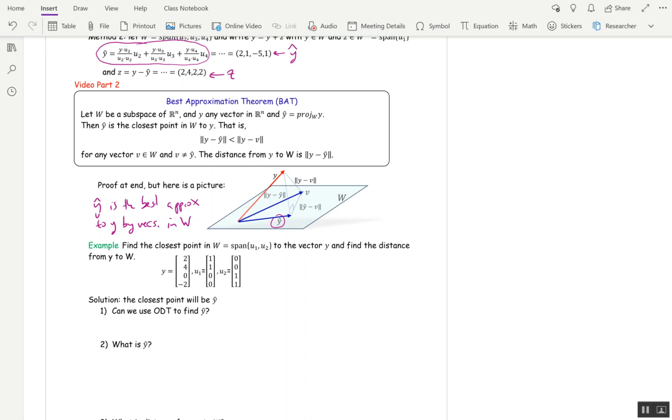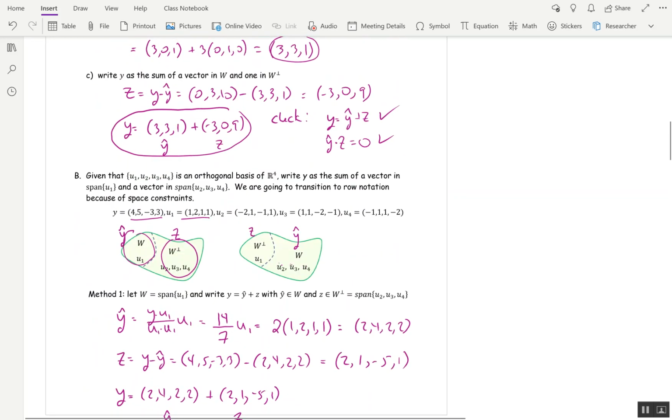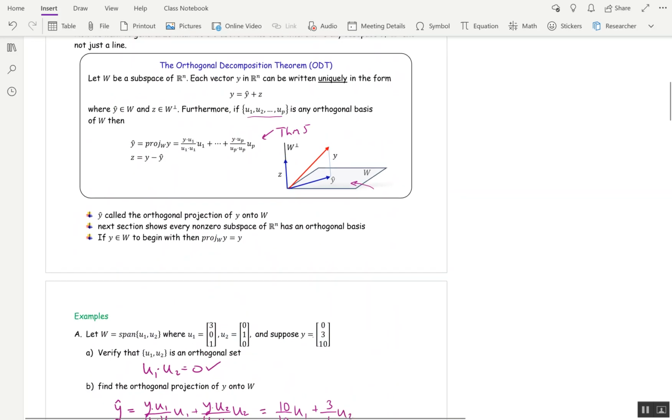All right, so that's the first thing it states, and it also states that the distance from y to W is the length of z, which we already knew, but this is just a proof of it. So this is y, the length of y minus y hat is what we're calling the length of z. That gives you the distance. I have a proof at the end, but we're just going to use it. And so we're still going to be using the orthogonal decomposition theorem. It's just that now we know that y hat is closest to W, and we know the true distance from y to W is the length of z.